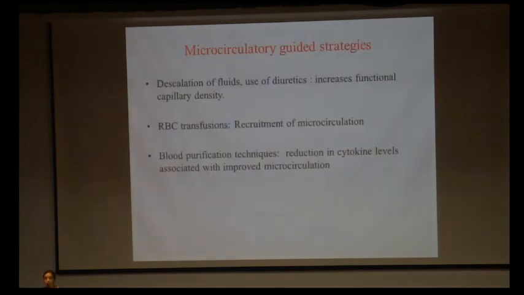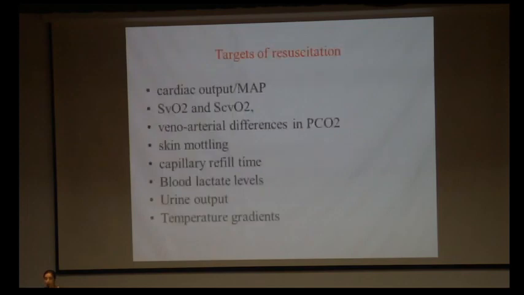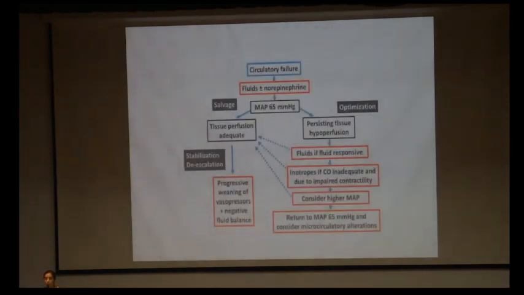So microcirculatory guided strategies would be de-escalation of fluids, use of diuretics, and RBC transfusion, which will help in recruitment of circulation, and blood purification techniques for reduction in cytokine levels, which are associated with improved microcirculation. Circulatory failure can basically be divided into four parts. First is the salvage phase, then optimization, then stabilization and de-escalation.